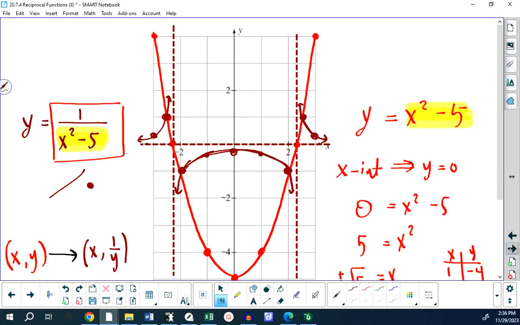Nobody wants to take a crack at it? Come on, you guys. Ryan, do you know? Is it anything except 2 and negative 2? It is. Anything except 2 or negative 2.